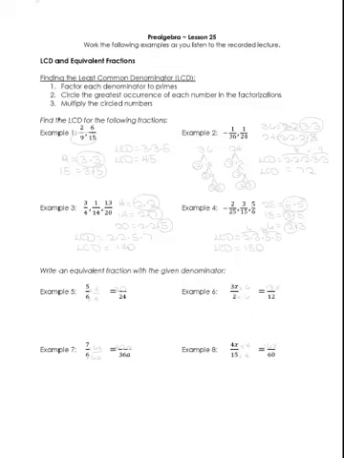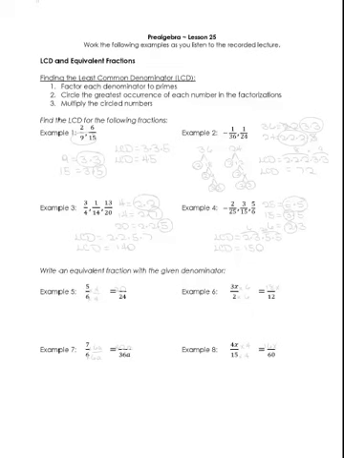So here's a way you can do this if the numbers are not readily apparent. I've written the steps for you at the top of this page. First, you would factor each denominator to primes. Second, you would circle the greatest occurrence of each number in the factorizations. And third, you'd multiply the circled numbers. I'll show you what I mean with example number 1.